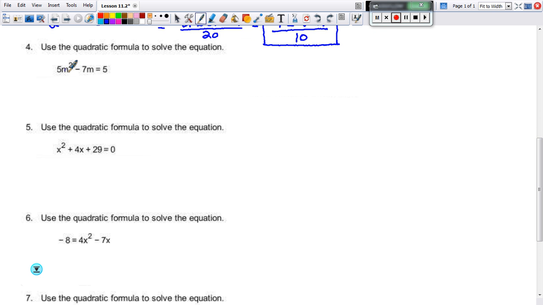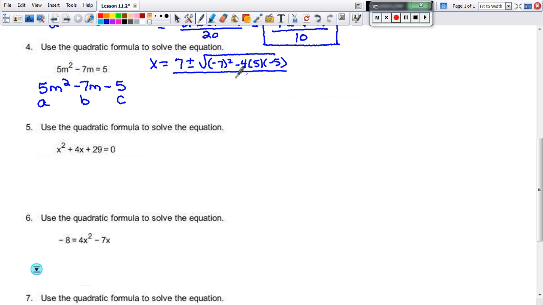Okay, so the next one, I have 5m squared minus 7m. Take the 5 to the other side, it becomes a negative 5. So that's my A, B, and C. X equals the opposite of negative 7, which is positive 7, plus or minus the square root of b squared minus 4 times A times C, all over 2A.